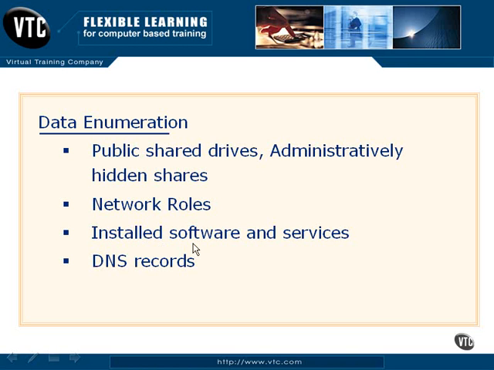We're also going to be looking for installed software and services on particular systems that can be gained through enumeration. And we're also going to be looking for DNS records because DNS is, again, such a critical part. We want to be looking out for that information. Now, there's also a ton of other different types of information you might be able to gain, but these are the key things we're going to be looking for so that we can gain as much information as possible.